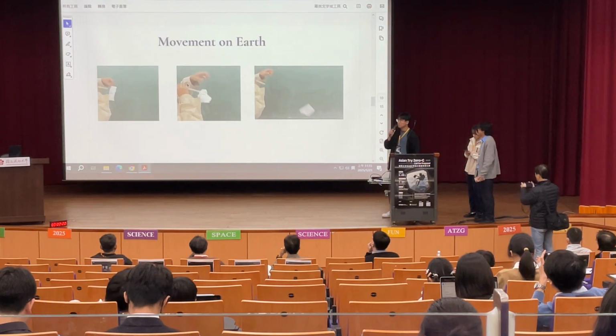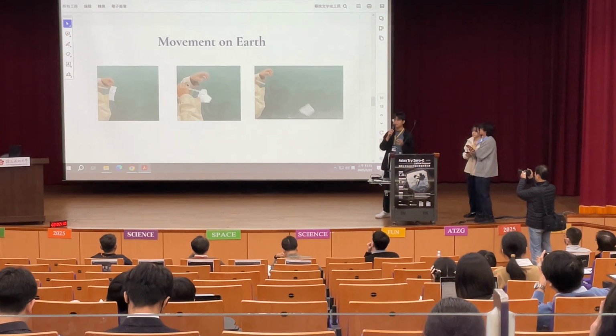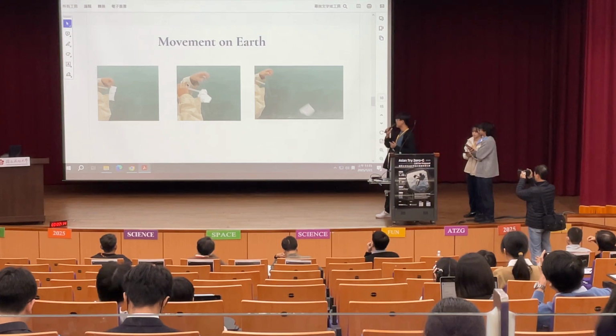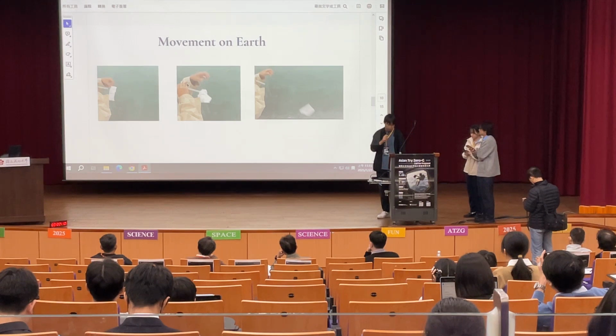So what is the movement on Earth? It's all the same. It will make an oscillating movement first, and then it falls down because of gravity. But what will it be like in microgravity conditions?